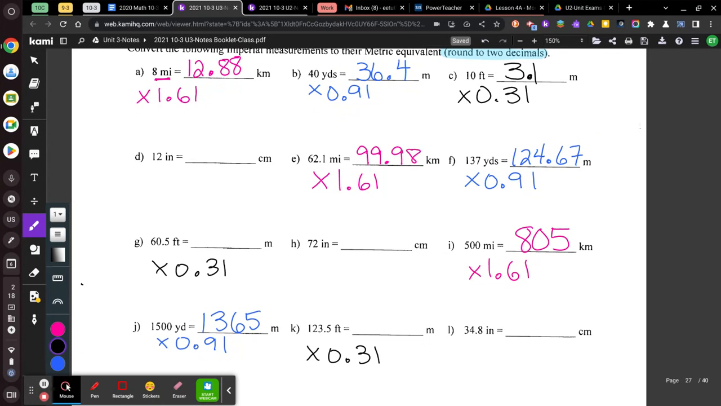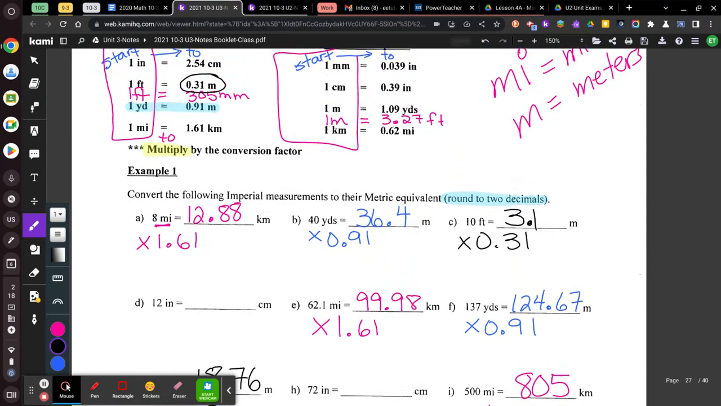Letter G, feet to meters times 0.31. We're going to get 18.76. Again, we're rounding. 2 decimal places is more accurate. Letter K, we're going to end up with 38.29. All right, the next one is inch to centimeter. Inch to centimeter. So if we look at our chart, the very top there, inch to centimeter is 2.54.